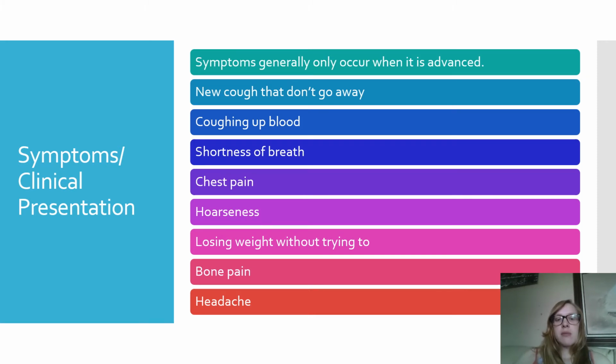Symptoms generally don't start until later in the cancer. They include a cough that won't go away, coughing up blood, shortness of breath, chest pain, hoarseness, losing weight without trying to, bone pain, and a headache that you just can't get rid of.